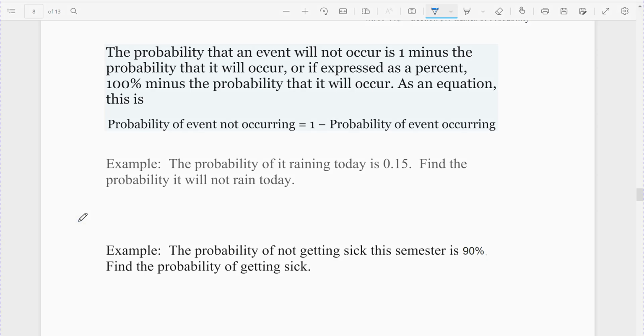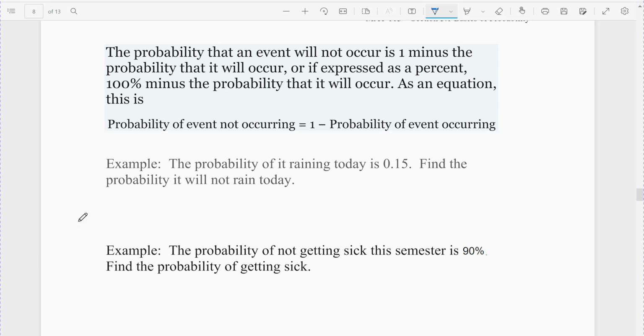The next thing we're going to look at is the probability of an event not occurring, which is also known as the complement. Sometimes I will use that, so just be aware when I say complement, I mean the probability of an event that will not occur. Remember, all outcomes is 100%. 100% is represented by the number 1 in probability. 1 is equal to 100%.